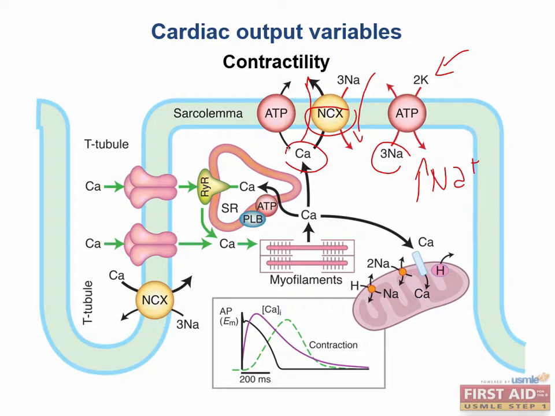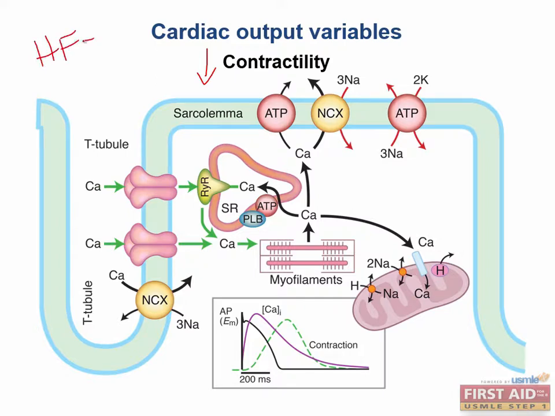Well, our friend, the SERCA, represented by the ATP on the sarcoplasmic reticulum membrane, is going to take it and put it in the sarcoplasmic reticulum for future contractions. So now let's discuss some ways to decrease contractility. So what are some ways we can decrease contractility?